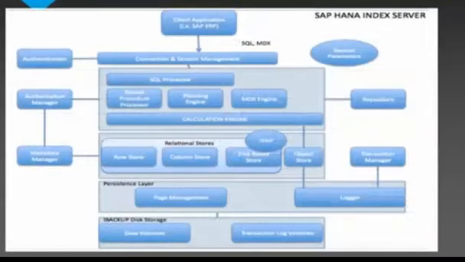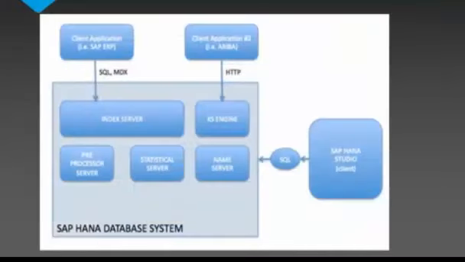And we have just seen all the components of the index server in detail, and this is the main architecture of the SAP HANA database system. There are different servers which have their own purposes, and these are all managed by the index server. That's the main server. So that was all about SAP HANA database system architecture.